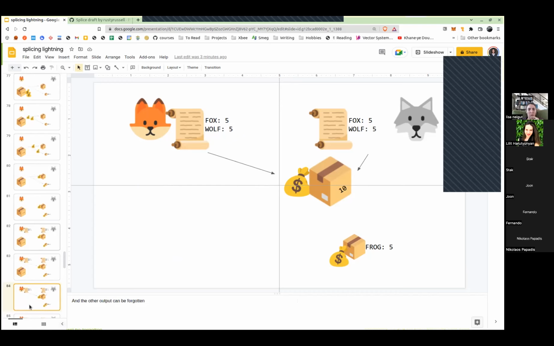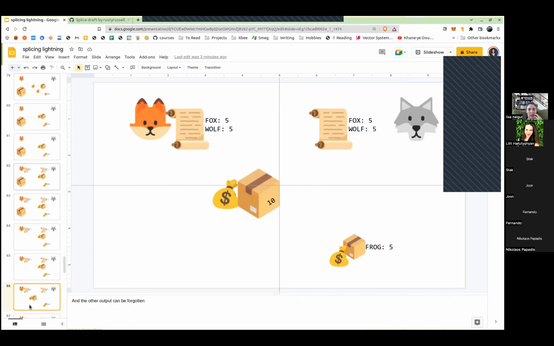Cool. And the other output we can just forget about because it's been mined, it's been spent, it's no longer valid Bitcoin that's worth spending. Cool. So that's how that works.